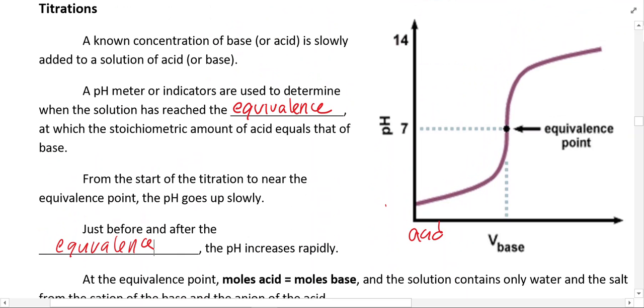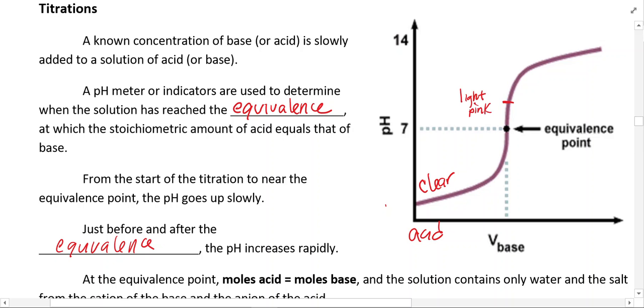So in terms of indicators, we're going to talk about this in terms of phenolphthalein. Phenolphthalein in an acid would be clear. So down here you would have a completely clear solution. And then at the equivalence point for our phenolphthalein, it's actually about right here. This is where you have a light pink.